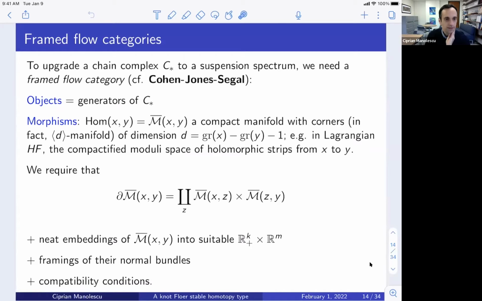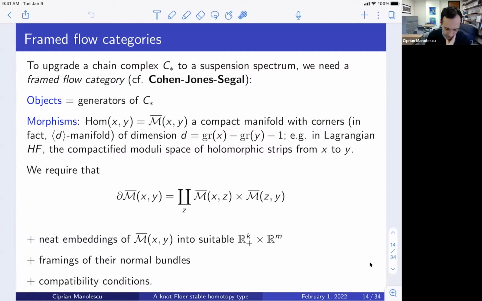What you want to do is, you have a chain complex, and you make a category whose objects are the generators of the complex. And the morphisms are a set, but they also have some topology. They're supposed to be a compact manifold with corners. In fact, it has some more structure. It's what's called an n-manifold, or a d-manifold, of the dimension given by the difference of the gradings minus one. In Lagrangian Floer homology in symplectic geometry, this is meant to be the compactified moduli space of holomorphic strips from X to Y.